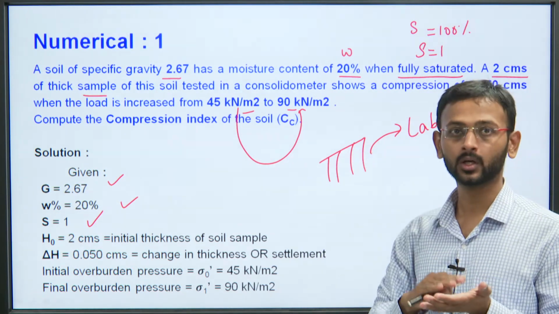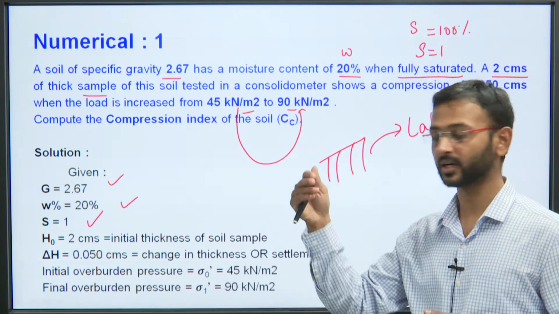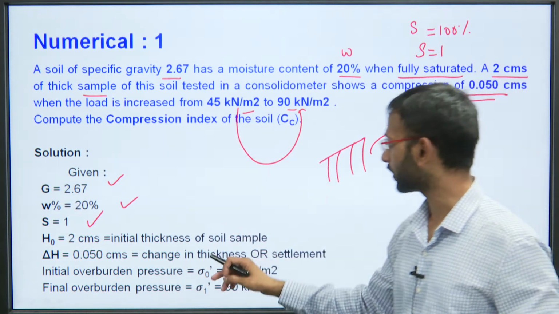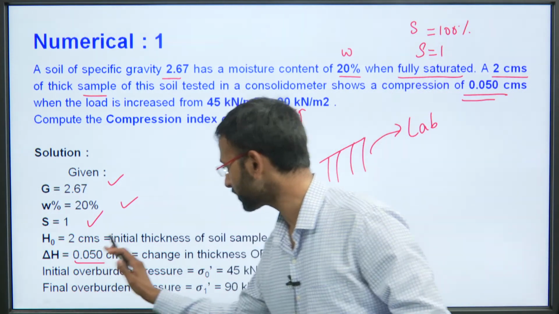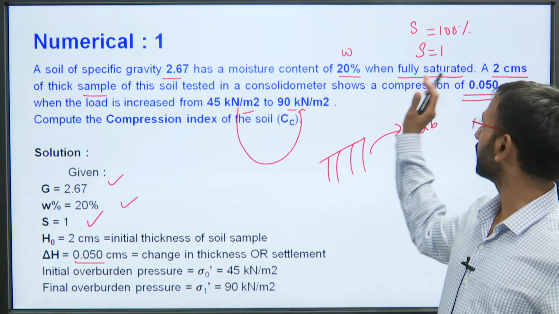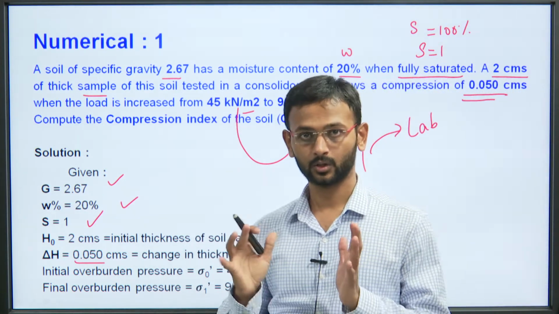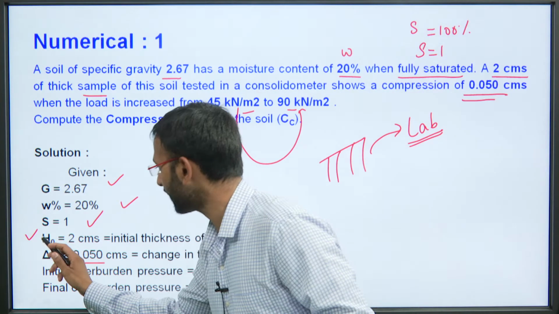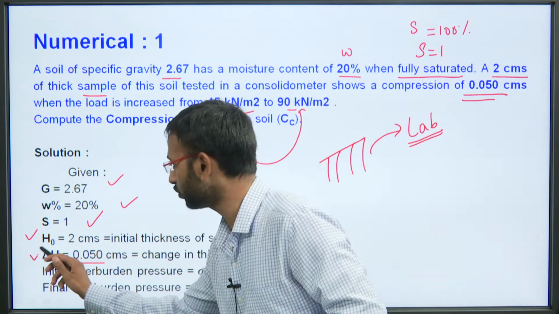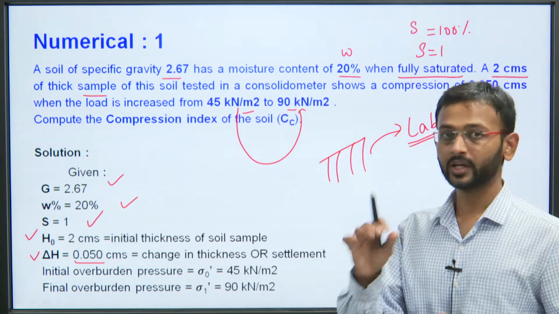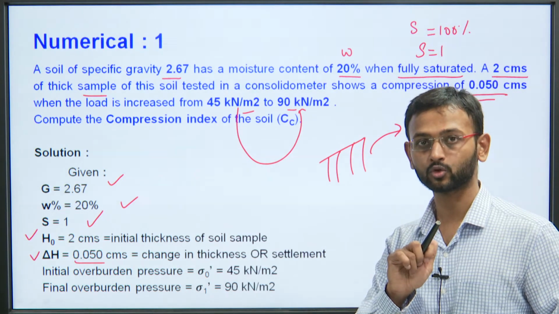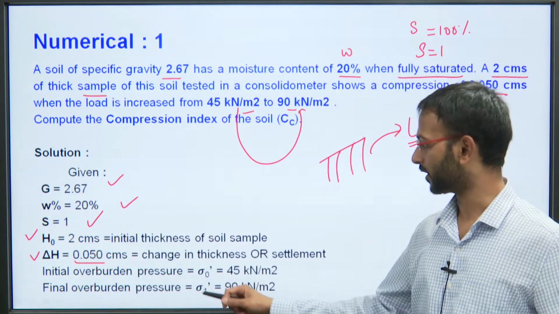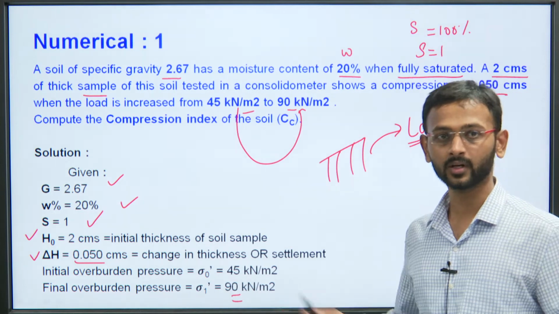So the load was increased from 45 kilonewton per meter square to 90. So the observation of delta H was 0.050 centimeters. The initial thickness that you took was 2 centimeters, a 2 centimeters thick sample was taken and tested. So H naught is equal to 2 centimeters, delta H is equal to 0.050 centimeters. Initial overburden pressure was 45 kilonewton per meter square, and the final overburden pressure was 90 kilonewton per meter square. So we denote it as sigma naught dash and sigma 1 dash.